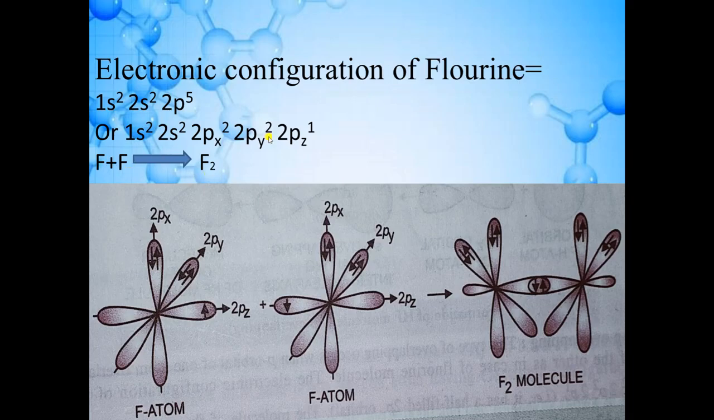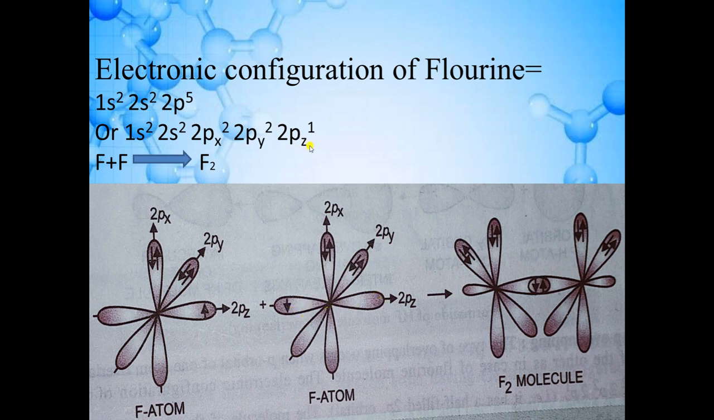So here these are the orbitals of 2p, right? So here 2px is present on the x-axis, 2py is present on the y-axis and 2pz is present on the z-axis. Remember, these are the orbitals, and this is the region where the probability of finding the electron is maximum. Now this is for the fluorine atom and this is for the second fluorine atom. In the second fluorine atom also, a total of 5 electrons are present, 2 in 2px, 2 in 2py and 1 in 2pz.